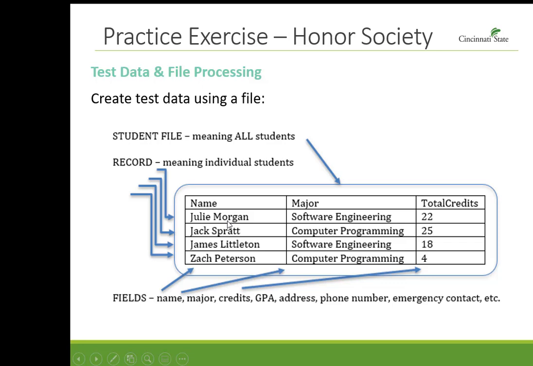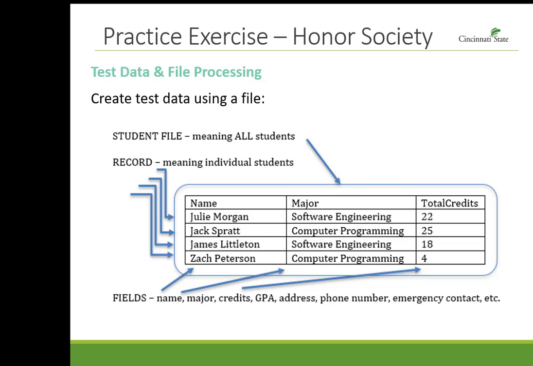Each row in this file equals a record. That means this is an individual student record with all the details such as name, major, credit, GPA, address, phone number, emergency contact, and so on and so forth. Each column is considered a field. We only want to look at the name, major, and credits for this problem, and that's why we narrowed this down to only 3 fields.